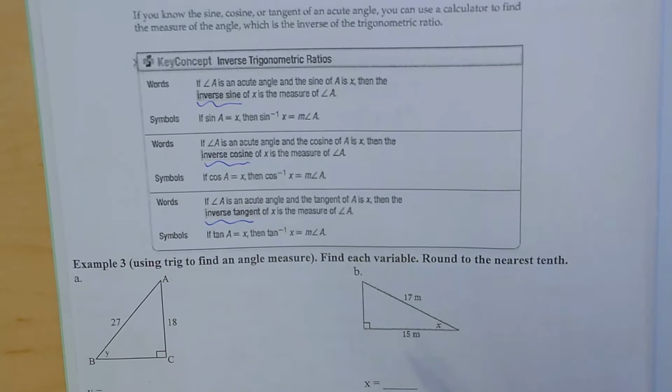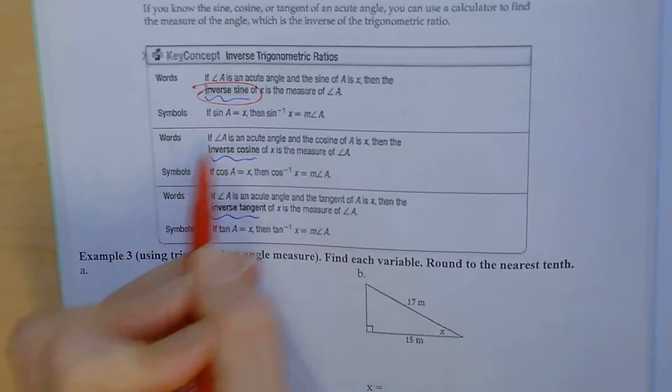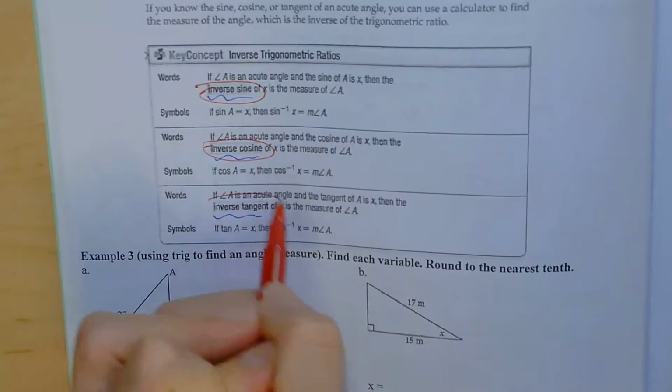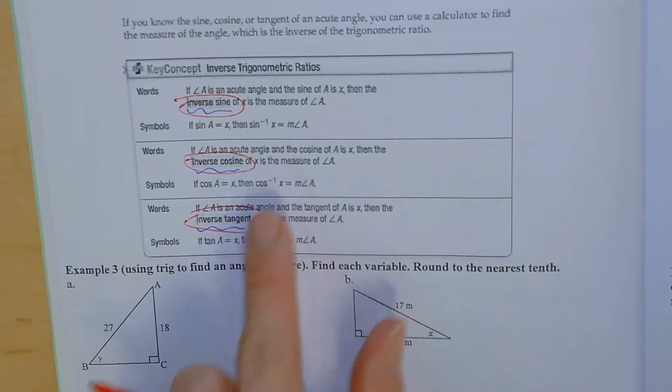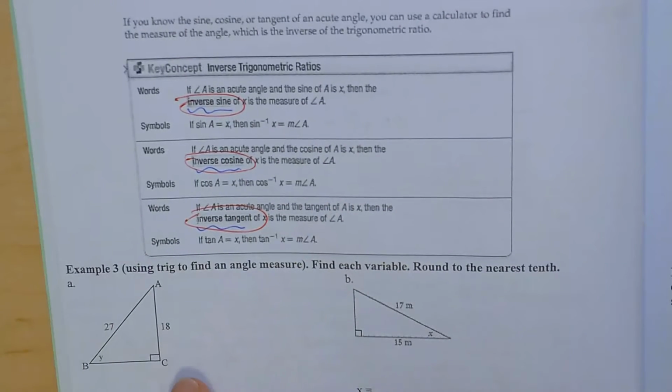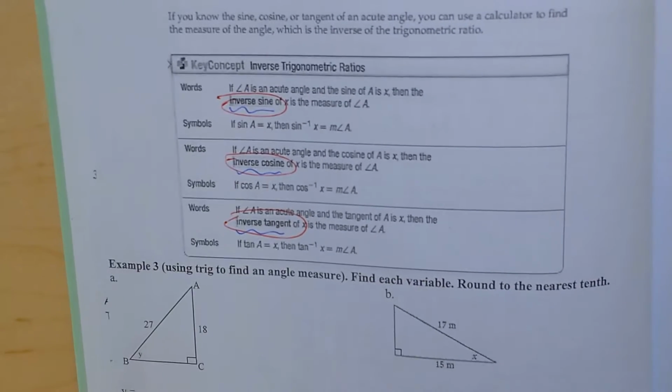So now we're still on section 8.4, but we're going to be doing inverse trigonometry, which is backwards trig, which most kids think will be harder, but it's actually easier. So if you look, they're going to teach you these inverse sine, inverse cosine, and inverse tangents. I'm going to use this table in a second once I show you an example, and then it will make more sense.